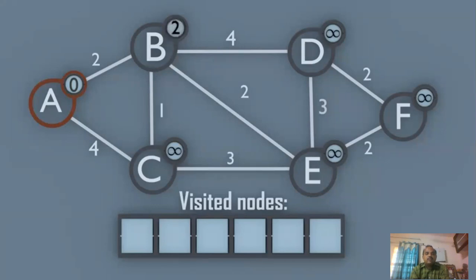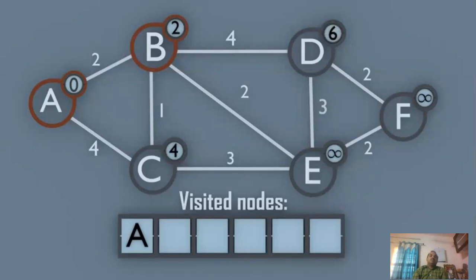Then we do the same comparison on node C. Because the weight of the node is greater than the distance, we update the weight to 4. Now we set node A as a visited node and move to node B. We start by comparing the distance to node D to the weight of node D. Since 6 is less than infinity, the weight of node D is changed to 6.